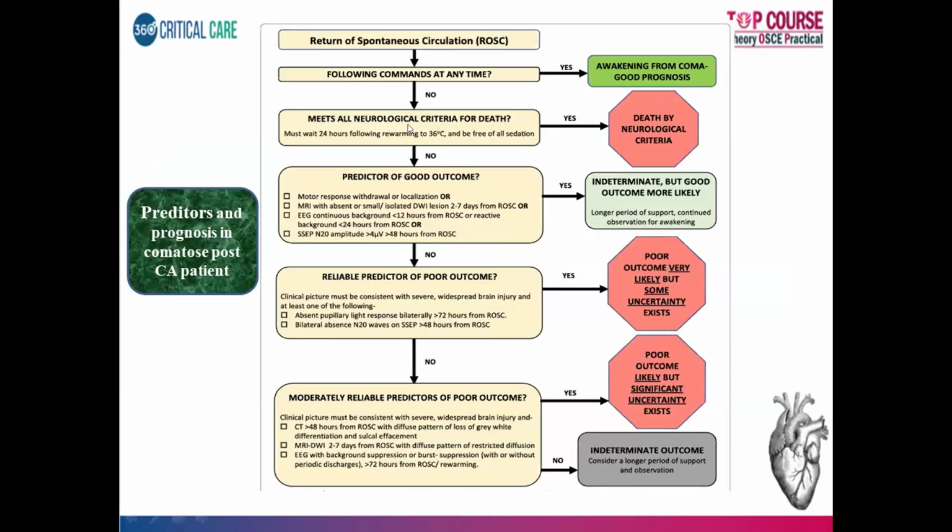For this, you must wait 24 hours following rewarming to 36 degrees, and the patient should be free of sedation. After this, if the patient meets any neurological criteria for death, then it is death by neurological criteria. If no, then you have to see whether the patient has any predictors of good outcome. So what are those? First, a motor response of withdrawal or localization, or you can do an MRI, and the MRI shows absent or small isolated DWI lesions.